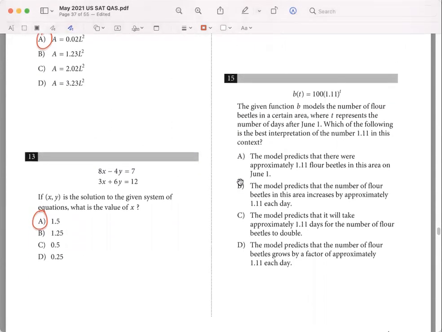15. The given function models the number of flower beetles in a certain area where T represents the number of days after June 1. Which of the following is the best interpretation of the number 1.11 in this context? So this indicates the growth factor, right? We know that if you have B(T) is 100 times 1.11 to the power T, it means that it's a growth factor, right?